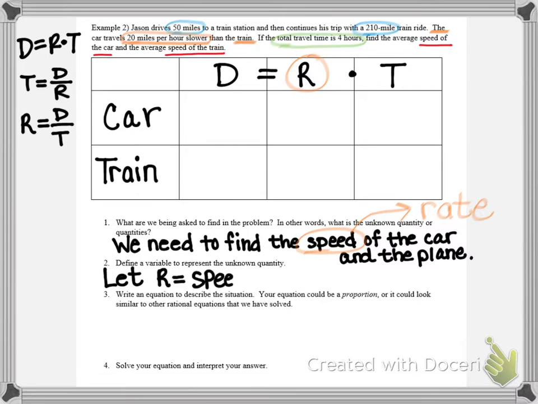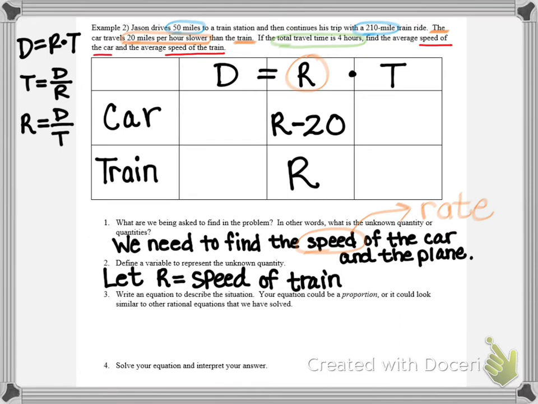and I'm going to let that be plain old R for rate. So R is just the speed of the train. So in my table, I can fill in R for the column for rate with the row for train. So the speed of the train right now is just R. I don't know what it is, but I do know that in relation to the train, the car is 20 miles per hour slower. So the expression R minus 20 is going to represent the rate of the car.